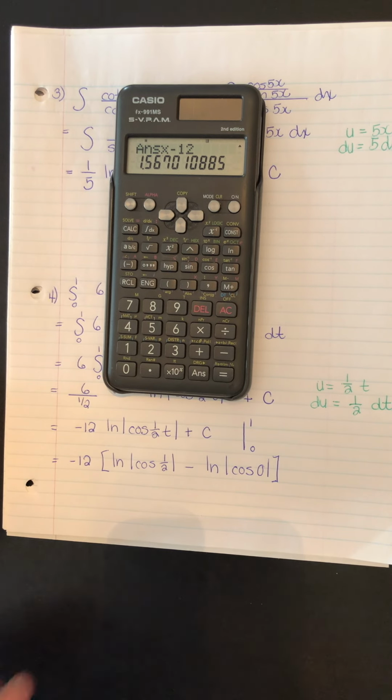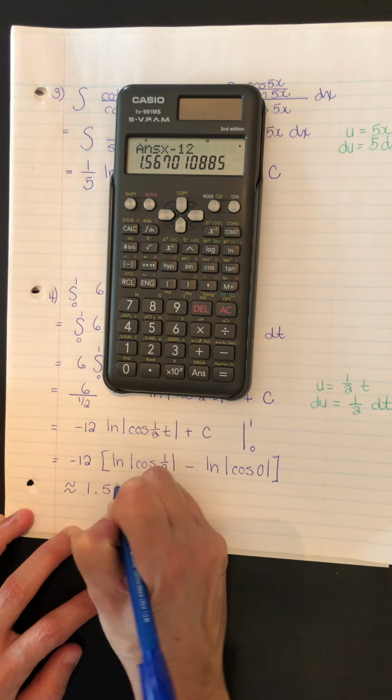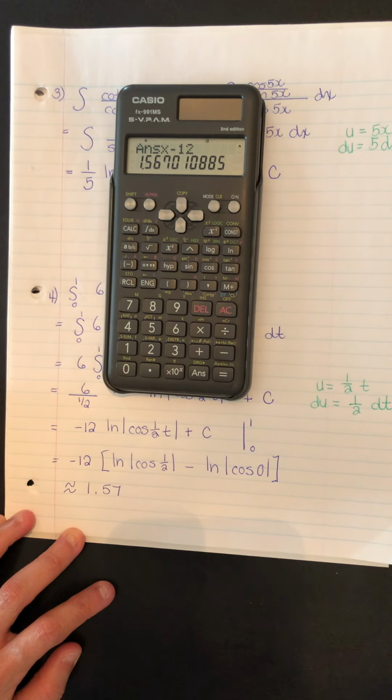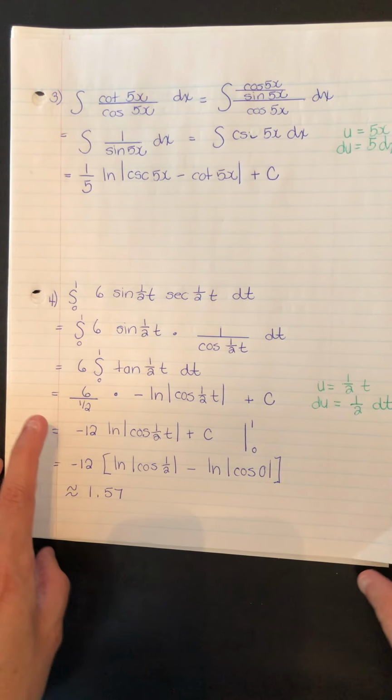And I'm just going to round to 3 significant digits. So it's 1.57.